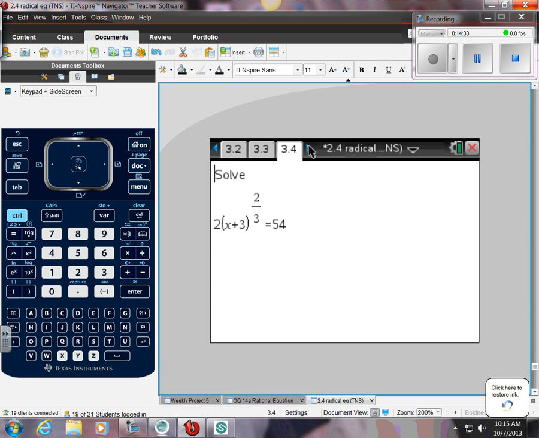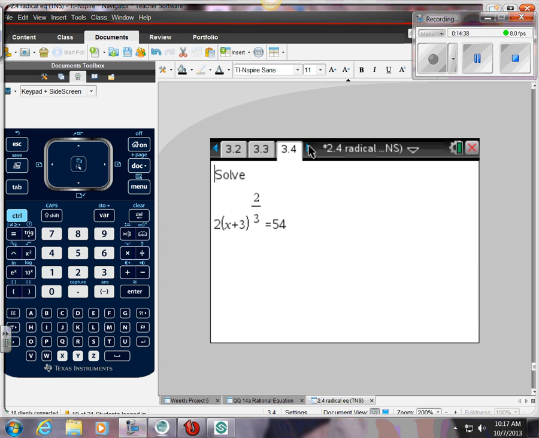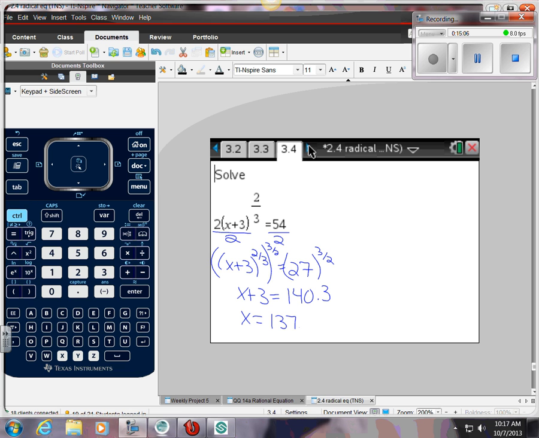Okay, so I'm going to have you go ahead and try this one, please. First step, guys. Great. Okay. Good. Raise both sides to the 3/2 power. So we get x plus 3 equals, so 140.3 to the nearest 10. Okay, now what? Good, subtract that 3, 137.3.